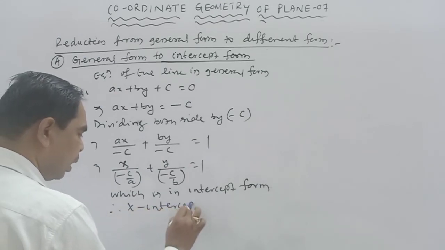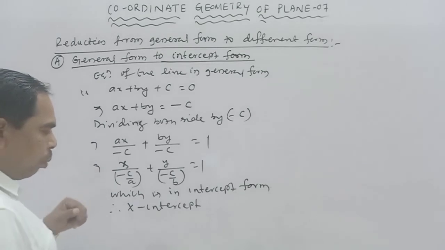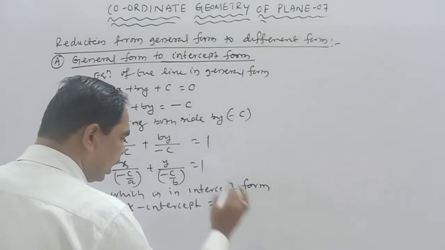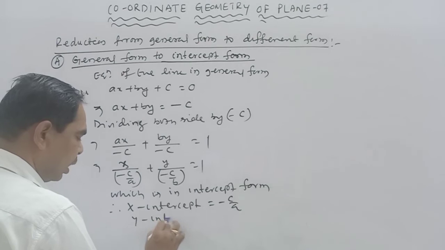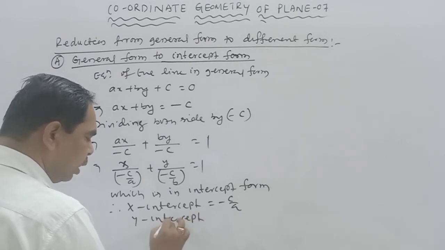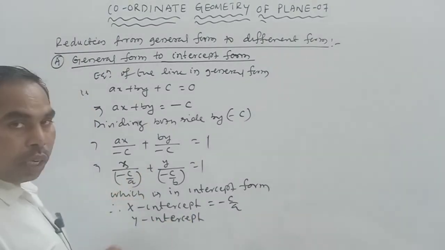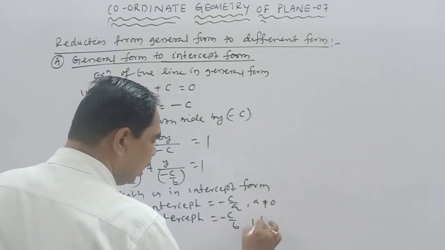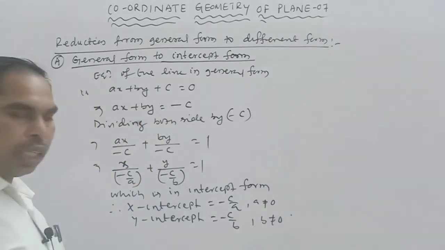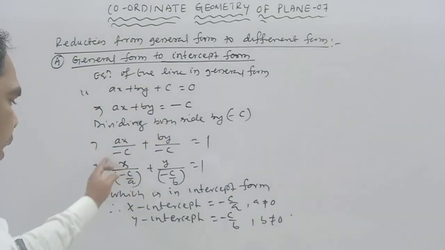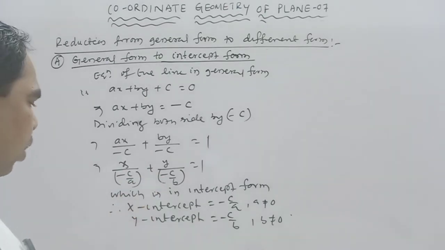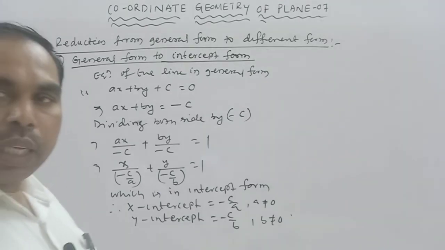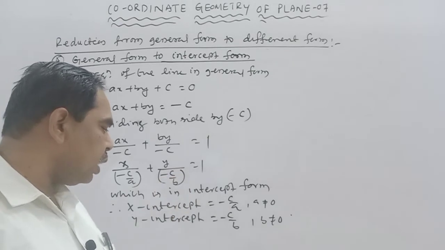x intercept means put y is equal to 0, find the value of x. That is minus c by a. Y intercept means put x is equal to 0, find the value of y. That is minus c by b. Okay, this is our intercept form, x by a plus y by b is equal to 1. The straight line meets the x axis at minus c by a comma 0 and the y axis at 0 comma minus c by b.